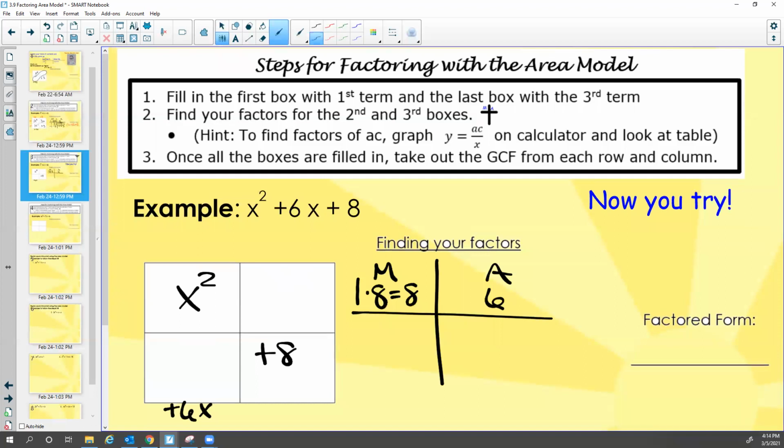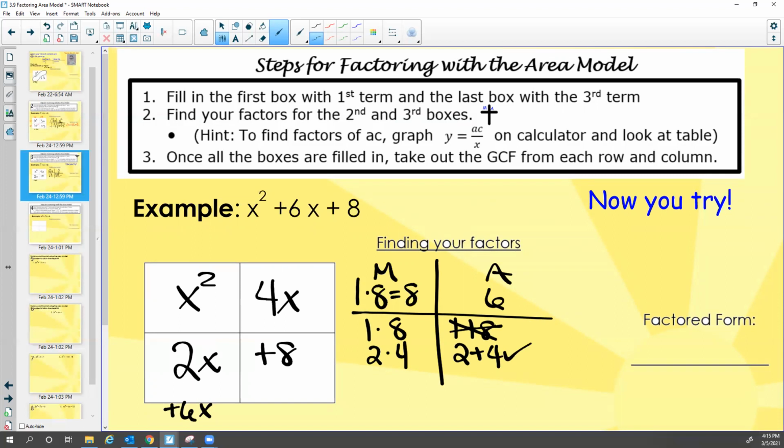So what multiplies to give me 8? Well, 1 times 8 does, but 1 plus 8 is not equal to 6. 2 times 4 does, and 2 plus 4 does equal 6. So that means 2x and 4x are my factors.